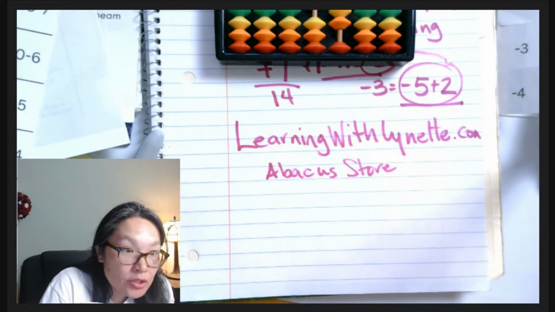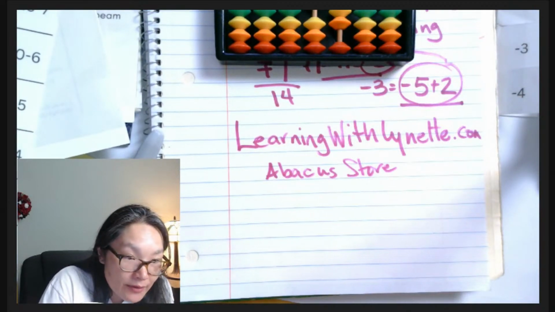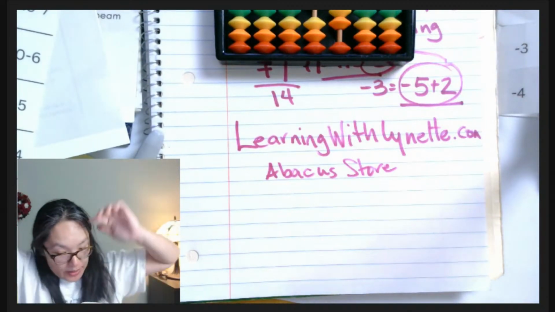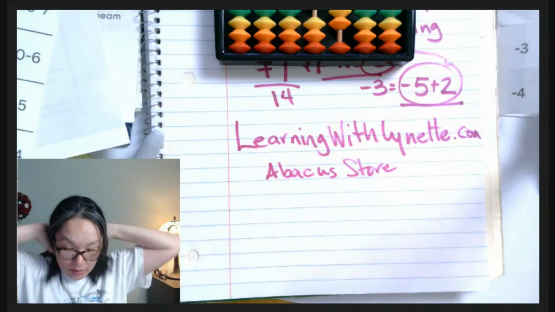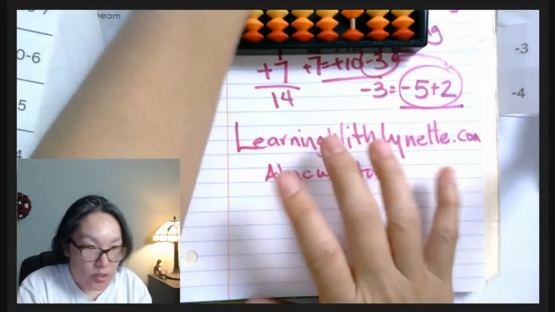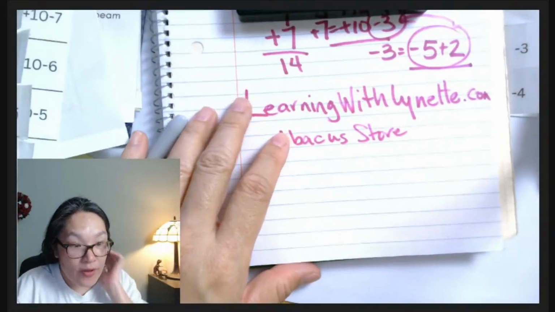Hey, Mav. So does that make sense? Wow, there's still 14 people here. Anybody have any questions? So that's the two-step equation. That's what the two-step equation is.